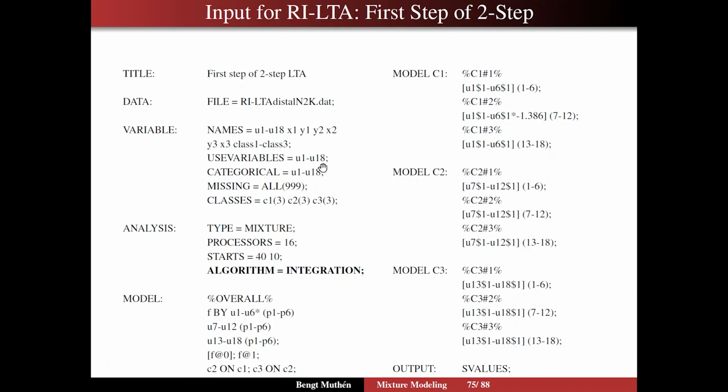So again, first step, you have the 18 latent class indicators, 3 latent class variables, and you have algorithm equals integration because you have f by u, and as we recommend, you have C on C. For model C1, C2, and C3, you have measurement invariance here. And this starting value can be ignored, left over from a simulation, but you have S values here.